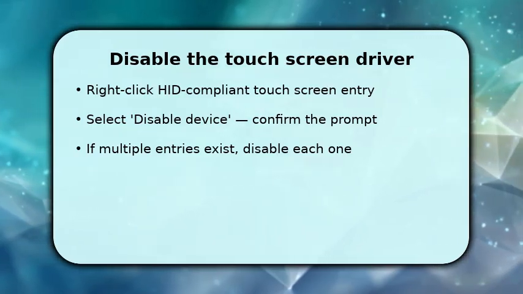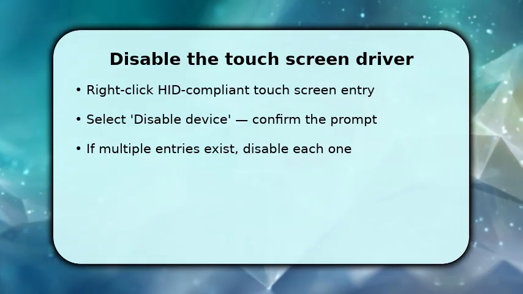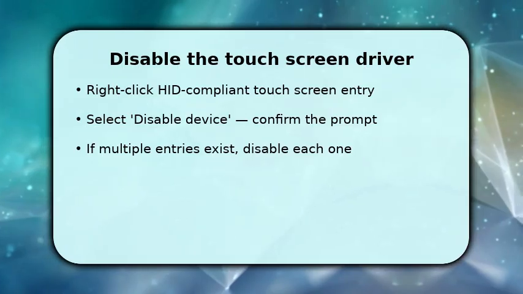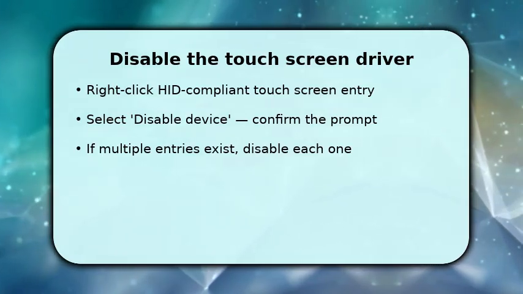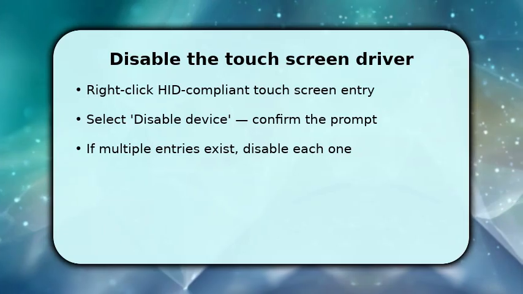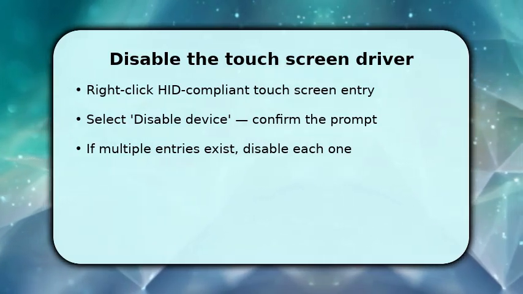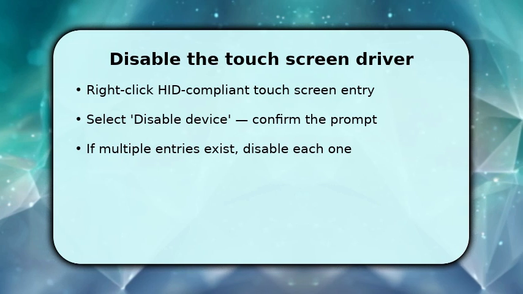If you have more than one touch-related entry, repeat the process for each one to ensure touch is fully off. This approach stops the driver from receiving input without removing it, which makes re-enabling faster. Once disabled, test the screen with a finger tap to verify that touch input no longer registers.